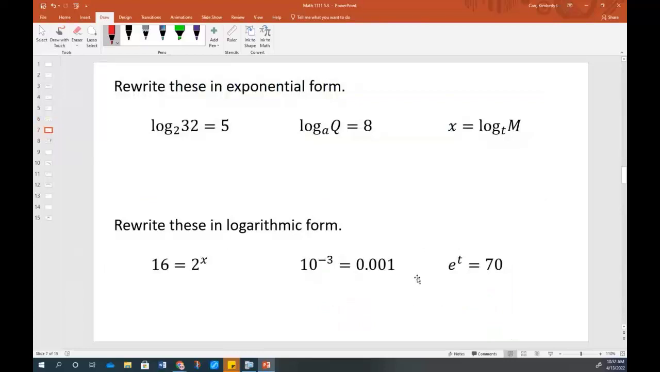So here's some practice with rewrite. Again, you look at, first of all, at the base, then go to the other side and back. So it's kind of like a loop. So I'm going to say 2 to the 5th is 32. And that's true. A to the 8th is Q.